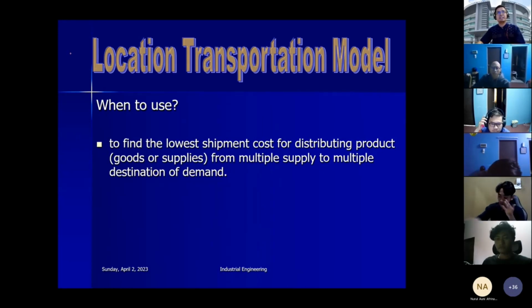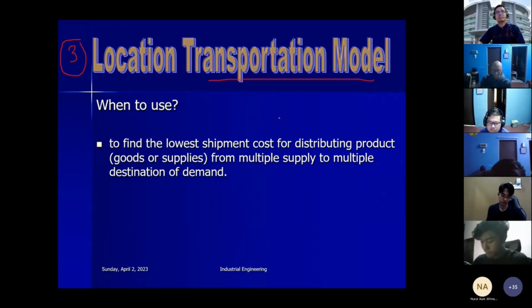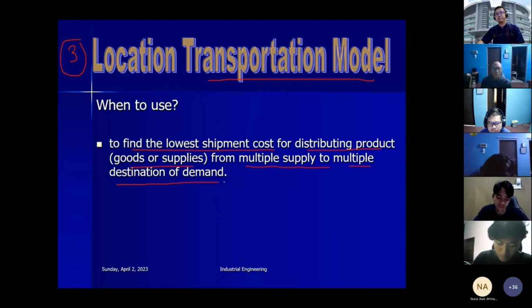And last but not least, the third one. This is a location transportation model. When we want to use this transportation model, we want to find the lowest shipment cost for distributing products, goods or supply, from multiple supplies to multiple destinations of demand. So this is how we use this transportation method.